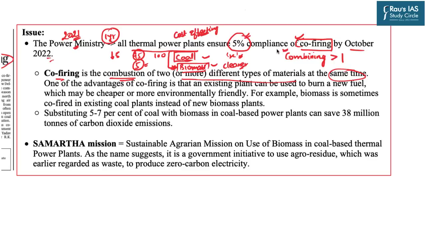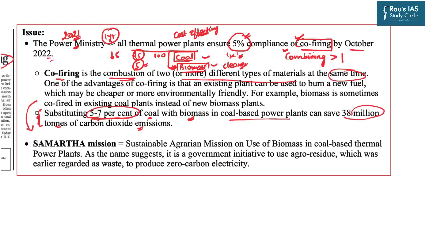Now, our finance minister in her budget speech has said that substituting around 5 to 7% of the coal with biomass in coal-based power plants can save up to 38 million tons of carbon dioxide emissions. Now, this shows the huge potential of co-firing in India.